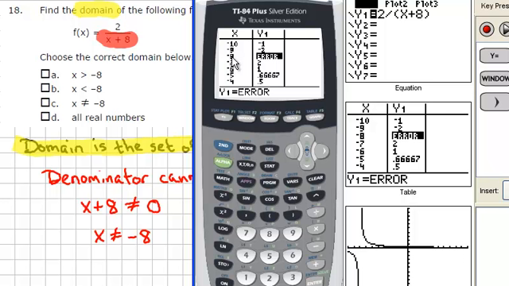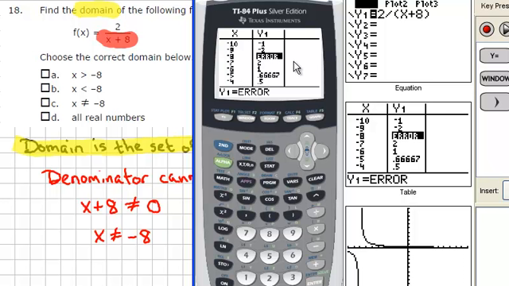But when we get to x equals negative 8, the calculator produces an error message. That's because negative 8 plus 8 is 0, and 2 divided by 0 is undefined. So this error message is indicating that negative 8 is not a valid input, and so we need to make sure that we exclude negative 8 from the domain. But looking quickly at the other values here, we see that negative 7 is a valid input, negative 6 is a valid input, negative 5 is a valid input. In fact, all real numbers except for negative 8 are valid inputs.